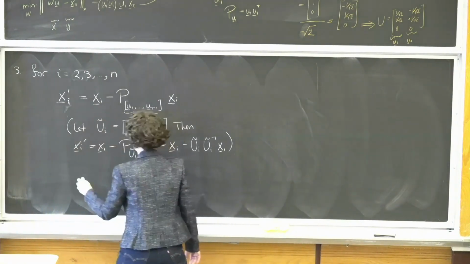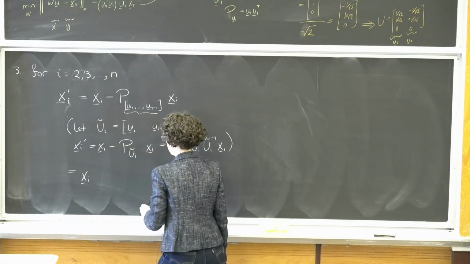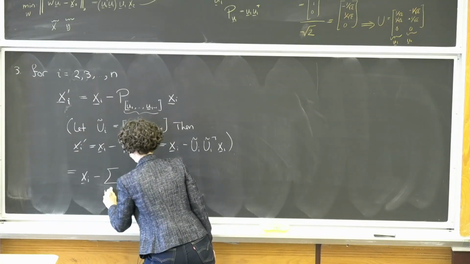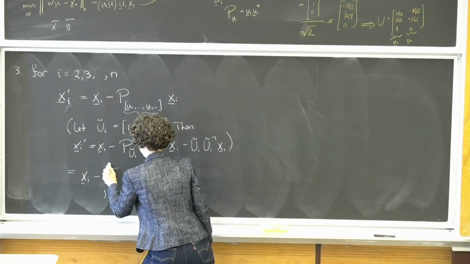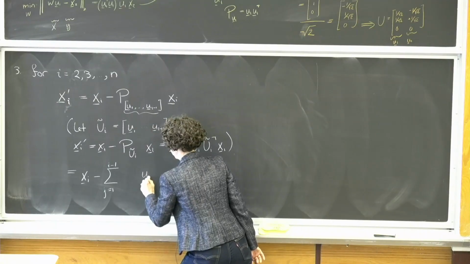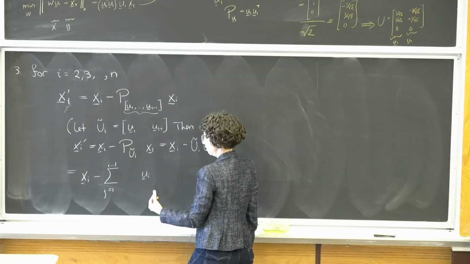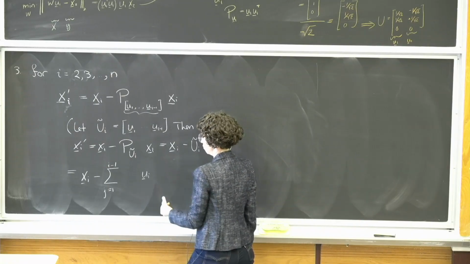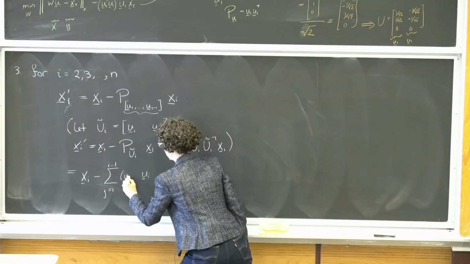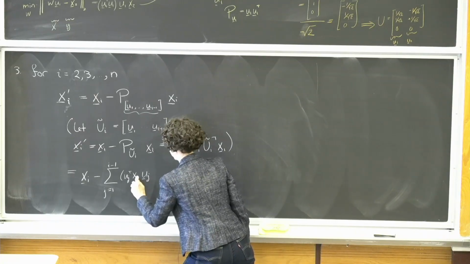Another way of writing this, in case it adds illumination, is taking xi and subtracting the sum from j equals 1 to i minus 1 of the vector uj times the weight on that vector that makes xi as close as possible to that vector, which we computed before to be the inner product between uj and xi.